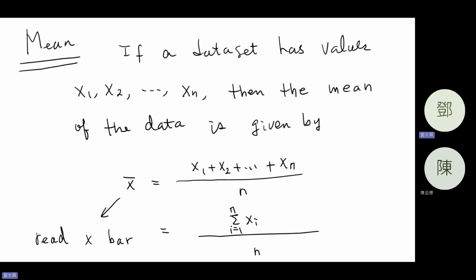And the symbol here, x bar, you read it x bar. And we have a shorter notation for this: the sum of xi, with sigma i from 1 to n, divided by n. That's the average value. Okay?